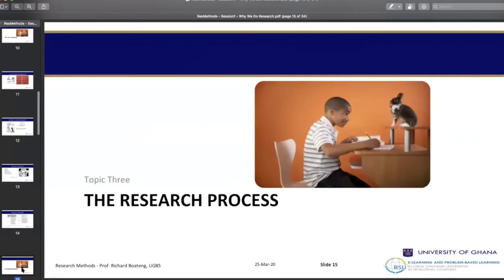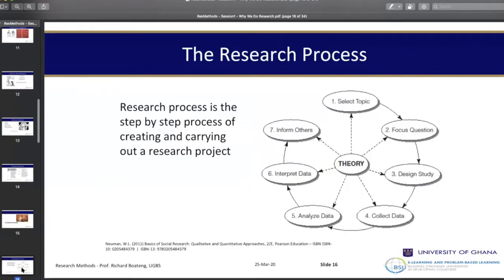Okay, so let's go to the third section of what we want to do today. That's the research process. Now, I mentioned that research is a systematic and organized way of finding answers to questions. When we say organized, it means that there are some steps in the research process. That step-by-step process of creating and carrying out a research is what we call the research process. It starts with the topic. Then it comes to focusing the question. Then it goes to designing the study, collecting data, analyzing the data, interpreting the data, and informing others. So if you realize, if you don't have a phenomenon, you can't start a study. You have to have a phenomenon of interest, a social phenomenon or business phenomenon of interest that you want to study.